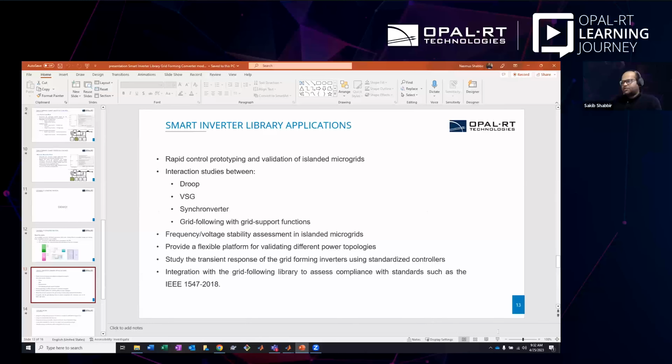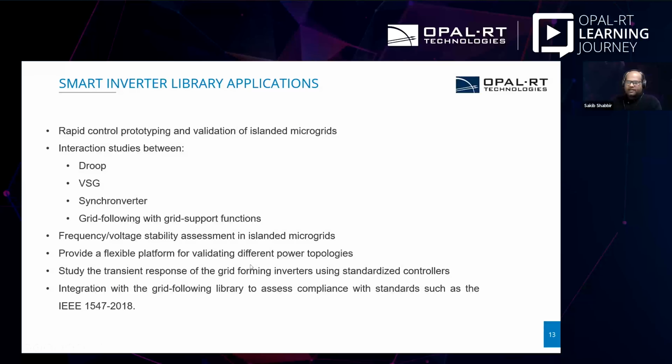The application that I showed so far is one of the typical examples where we can use this smart inverter library, grid forming converter. In addition, we can use this library for rapid control prototyping and validation of islanded microgrids. We can also use them for interaction studies. We have the choice of Droop control, VHG control, synchronverter control. So if we consider an islanded microgrid where different generation units are driven by different control algorithms, how do these systems interact with each other?